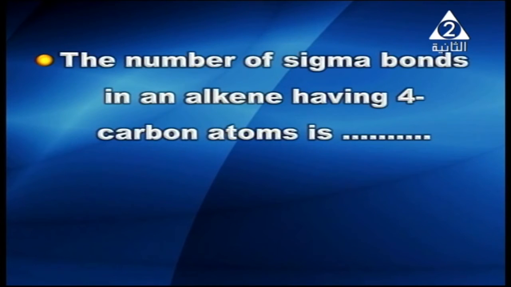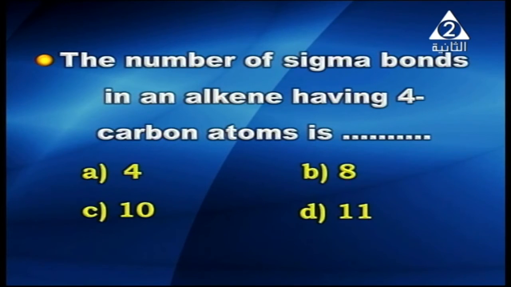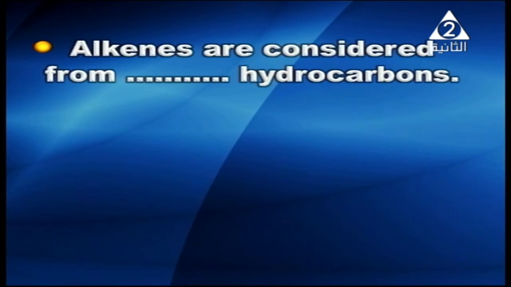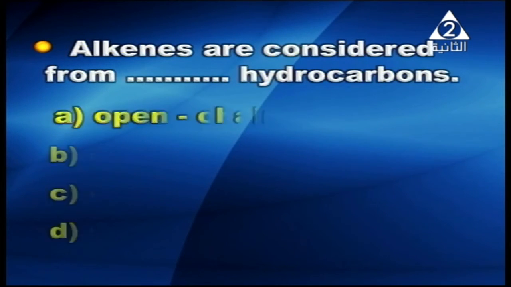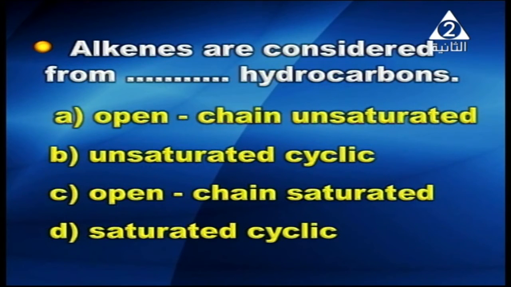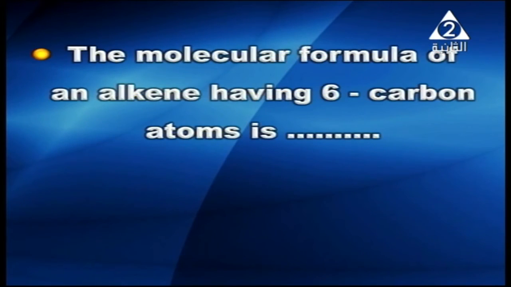Next point, the number of sigma bonds in an alkene having 4 carbon atoms is what? Is it 4, 8, 10, or 11? If you think about it, yes, it will be 11. Next point, alkenes are considered what kind of hydrocarbon? Is it open chain unsaturated hydrocarbon, unsaturated cyclic hydrocarbon, open chain saturated hydrocarbon, or saturated cyclic hydrocarbon? If you think about it, yes, it will be open chain unsaturated hydrocarbon. Next point, the molecular formula of an alkene having 6 carbon atoms is what?